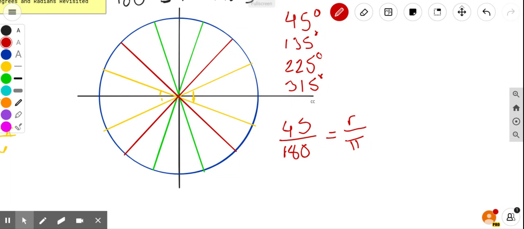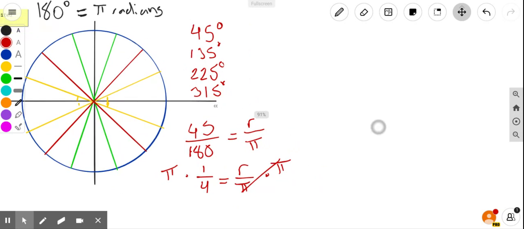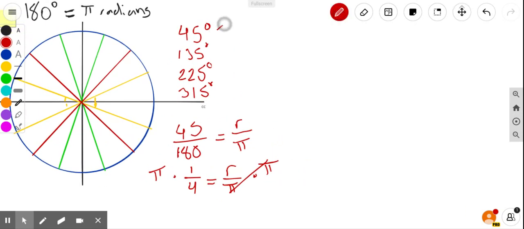And because I am a giant nerd, I know that 45 divided by 180 is just 1/4. If not, verify it for yourself. That would equal r over pi, multiply both sides by pi, the pi goes away. So then I get pi over 4. I need a little more room. Okay, so this one gets me pi over 4, even though I think I just said pi over 6. But it should be pi over 4.